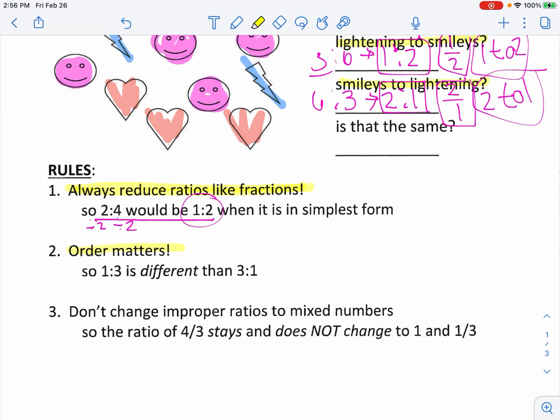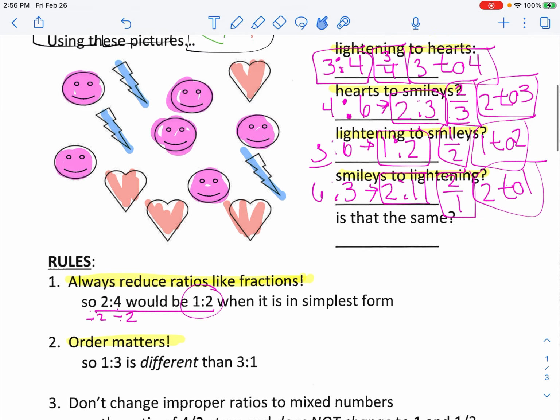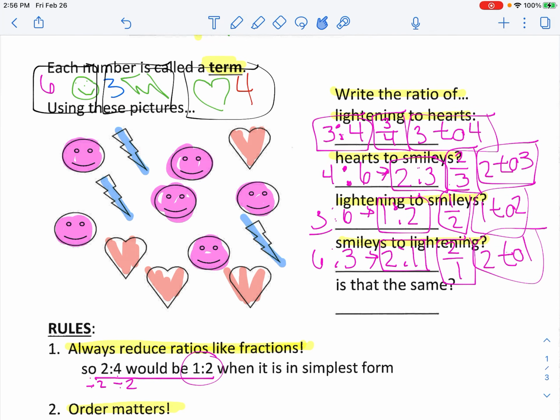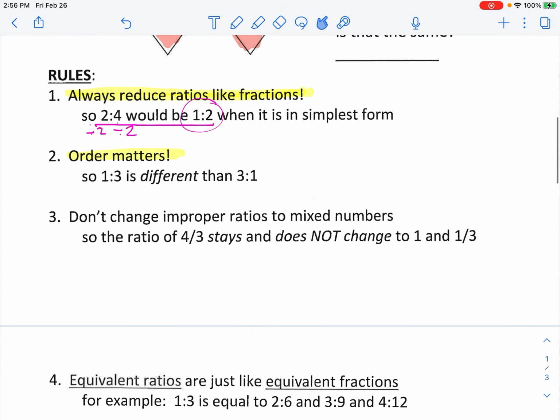Very important rule. Order matters. So 1 to 3 is different than 3 to 1. Remember when we were working back up here writing the ratios, I said you have to pay attention to the order of the words. For that first one, since lightning came first, I had to write the number 3 first. And the word hearts came second, so I had to write the number 4 second.